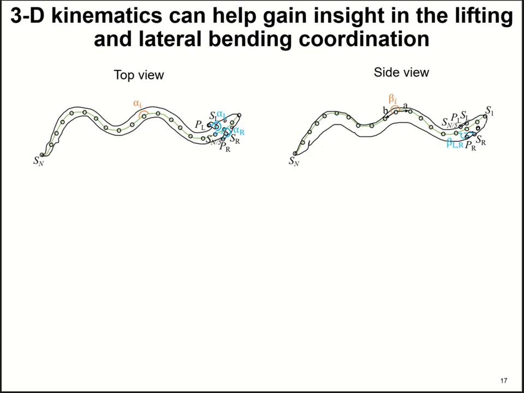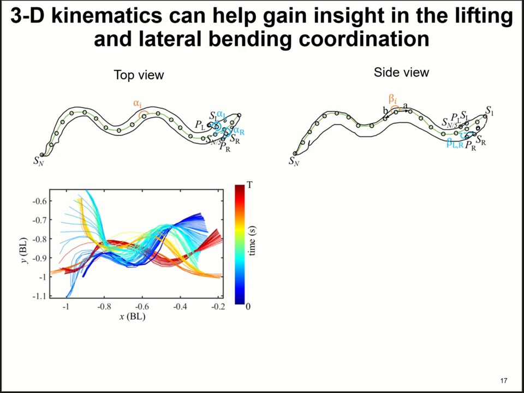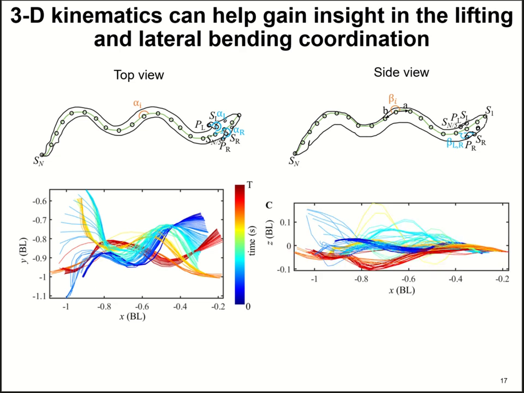As part of the kinematic measurements, we aim to gain more insight into the lifting and lateral bending coordination. We tracked multiple points on the animal's body, and we created these 3D curves from these tracked points. Here's an example of the 3D curves from a top view and a side view across different times, which are denoted by the different colors.